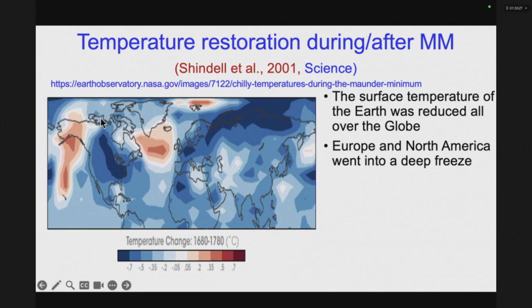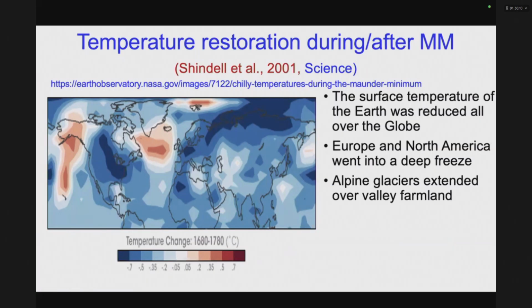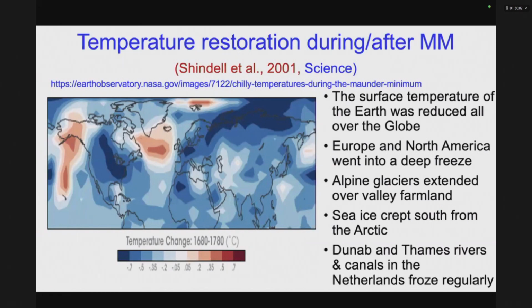But mostly you see, during the minimum, a strong reduction of temperature in the northern hemisphere, from Canada to Northern America, in all of Europe and Russia and Siberia. So Europe and Northern America went into a deep freeze during the minima. Alpine glaciers extended over valley farmland. Sea ice crept south from the Arctic, and the Danube and Thames rivers and canals in the Netherlands froze regularly.